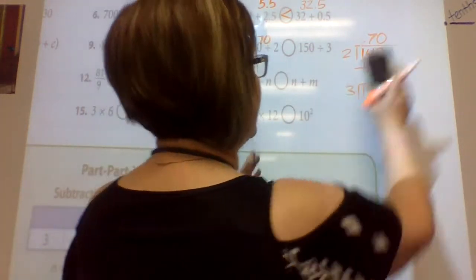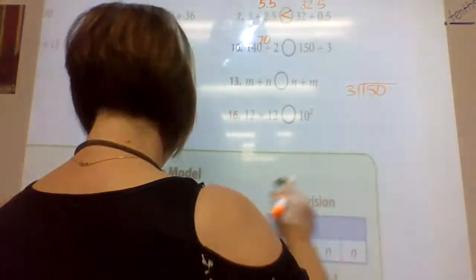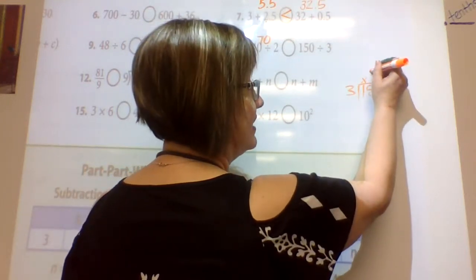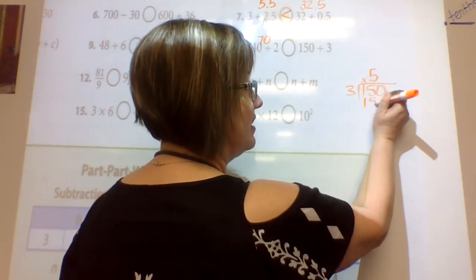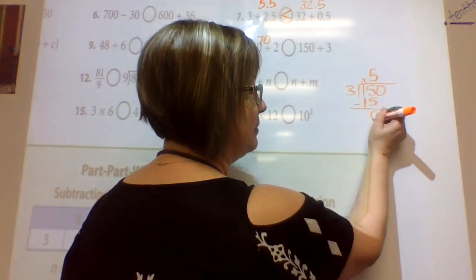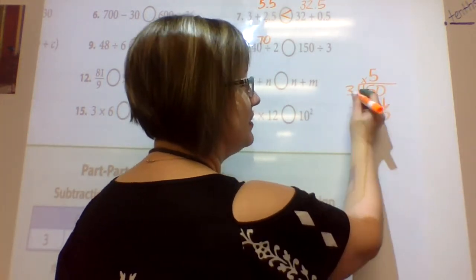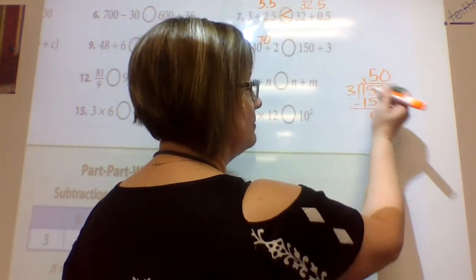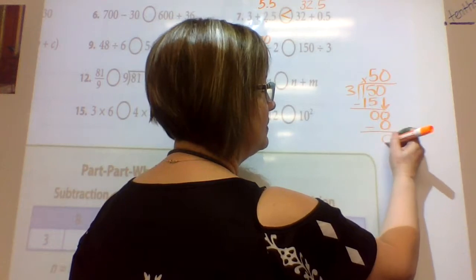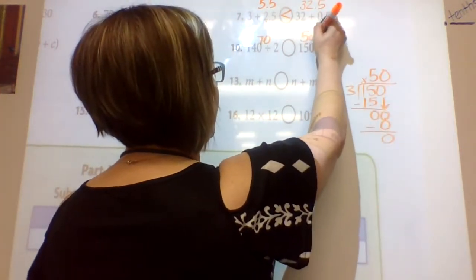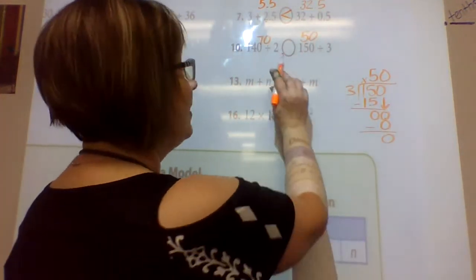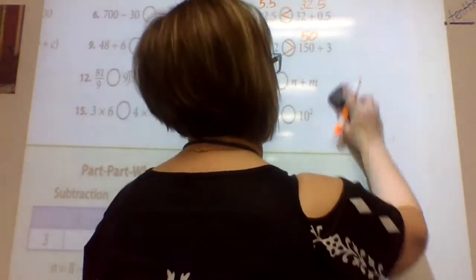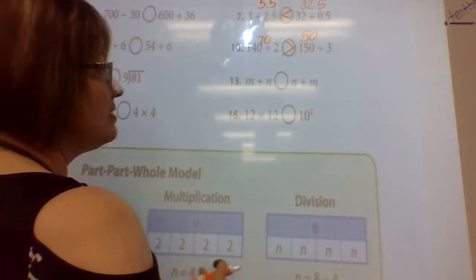150 divided by 3. 3 doesn't go into 1. 3 goes into 15 5 times. 5 times 3 is 15. 15 minus 15 is 0. Bring down the 0. 3 goes into 0 0 times. 0 times 3 is 0. 0 minus 0 is 0. We have 50. Okay, so which one's bigger? This one. Okay, then the next one, m plus n and n plus m.